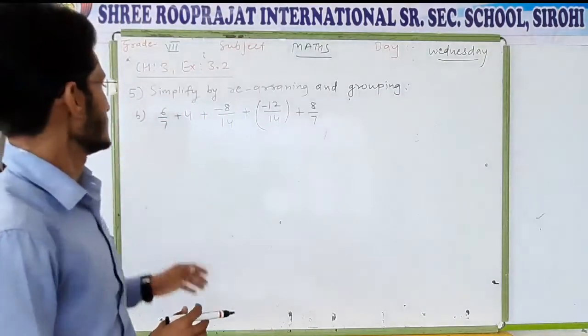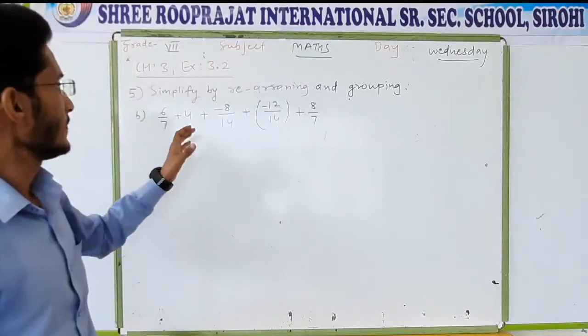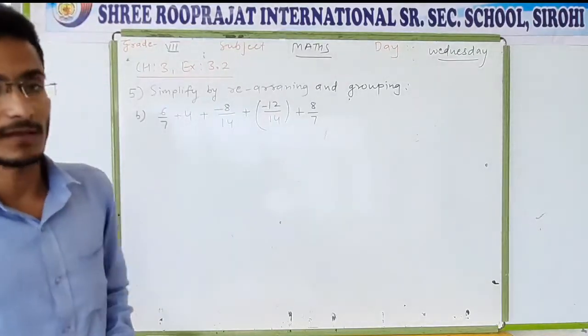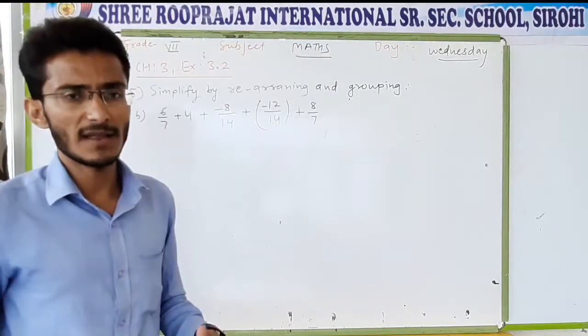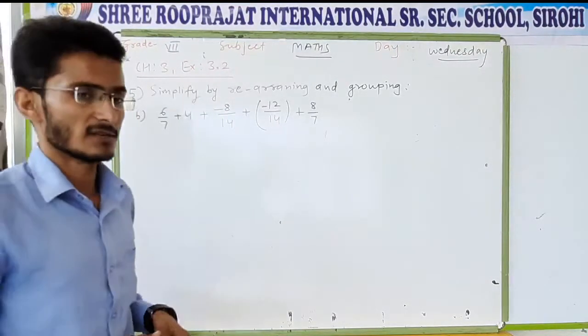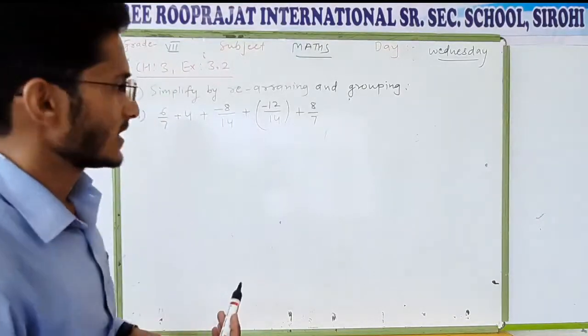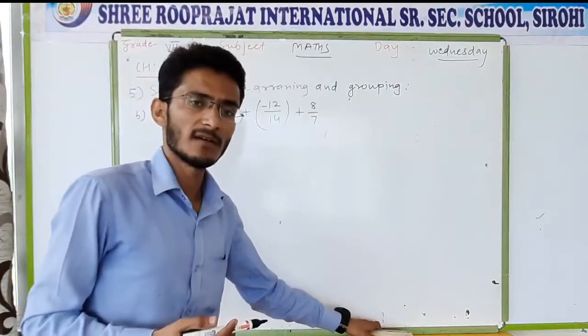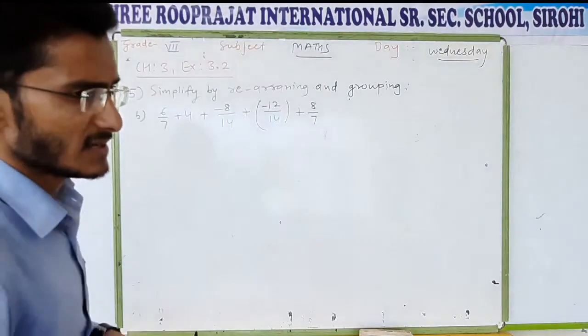So next question is number 5. Simplify by rearranging and grouping. You have to make a group of a rational number and then you have to solve this question. Or even you can rearrange. You can change the position of a rational number, then make a group and find the answer.